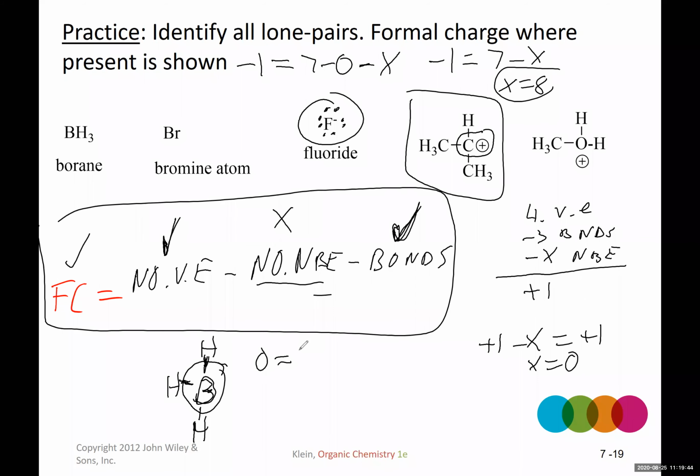Boron is in group 3A, so it has 3 valence electrons. There are 3 bonds to the 3 hydrogens. And then we're calculating if there are any non-bonded electrons, right? So you see 0 is 3 minus 3 is 0. So X is 0.